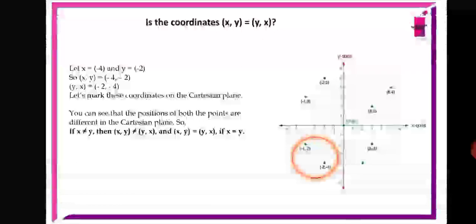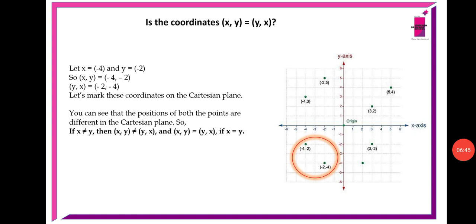You can see in the figure I have circled them. Let's mark these coordinates on the Cartesian plane. You can see that the positions of both the points are different in the Cartesian plane. So if x is not equal to y, then (x, y) is not equal to (y, x), and (x, y) equals (y, x) if x equals y. If x and y have the same value, then (x, y) and (y, x) have the same position. But if x and y are not equal, then (x, y) is not equal to (y, x).